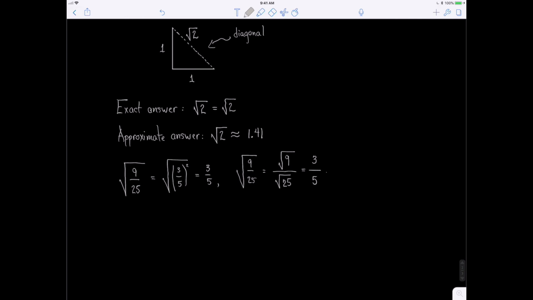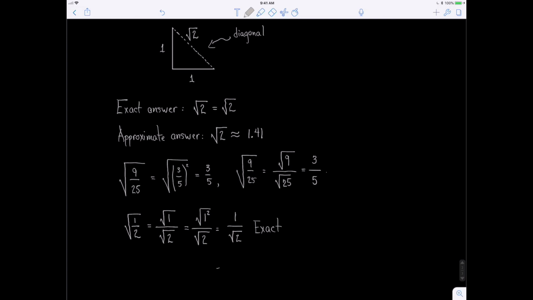So let's try one more. How about the square root of 1/2? Well, this is kind of interesting. For example, if we break it into two pieces, we have the square root of 1 divided by the square root of 2. Well, the square root of 1, we already said that 1 is the same as 1 squared. And the square root of 2, well, that one can't be changed. So the exact answer would be 1 divided by the square root of 2. This is exact.